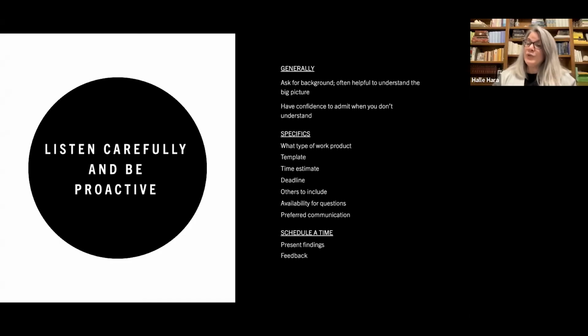This is something that we don't do often in law school, but it really is best practices within organizations to be collaborative. And so you ask the person who's giving you the assignment, is there anyone else you'd like me to include on the email, the memo, whatever it is? Ask about their availability for questions and preferred means of communication.